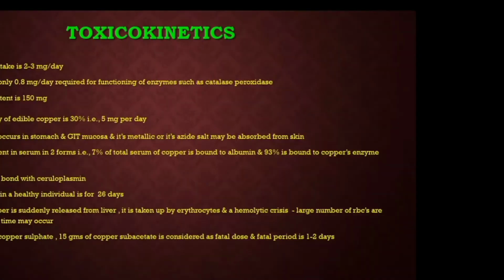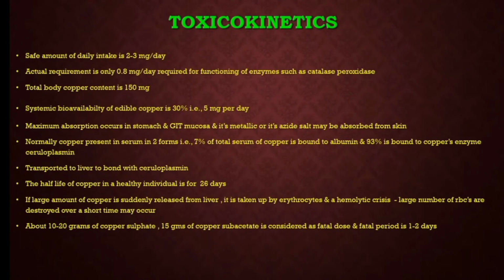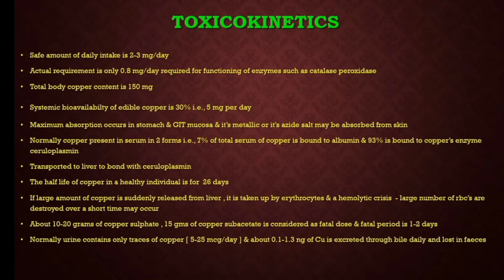And the other points: normally the urine will contain only traces of copper, like 5 to 25 micrograms per day. And about 0.1 to 1.3 nanograms of copper is excreted through the bile daily. So these are the excretion rates, and it is also lost in the feces.